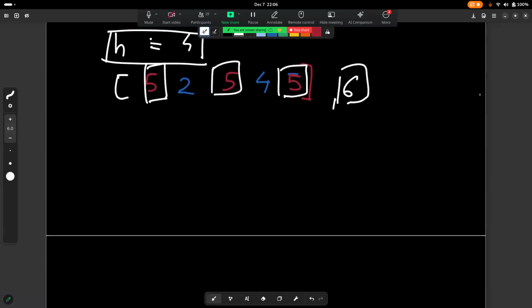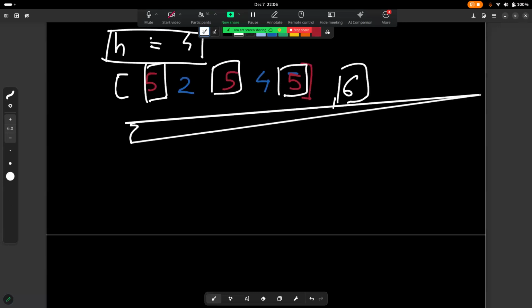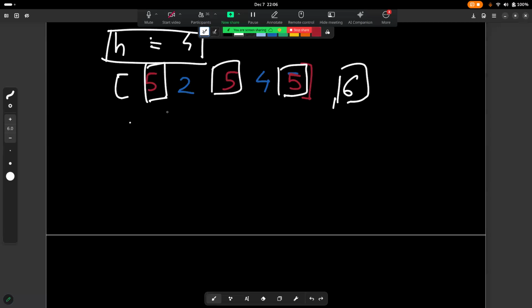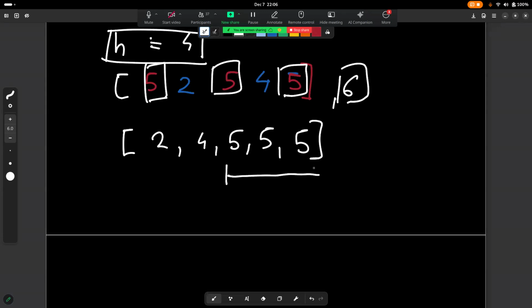So basically, consider a sorted array, like 2, 4, 5, 5, and 5. These are the elements which are strictly greater than h. So 5 is strictly greater than h, and there is exactly one unique element in this part of the array that is strictly greater than h. So that is why h is valid.